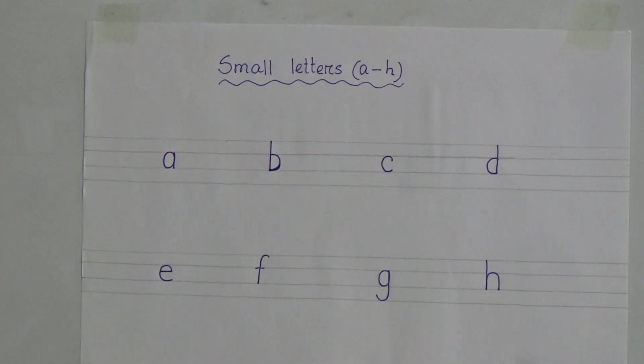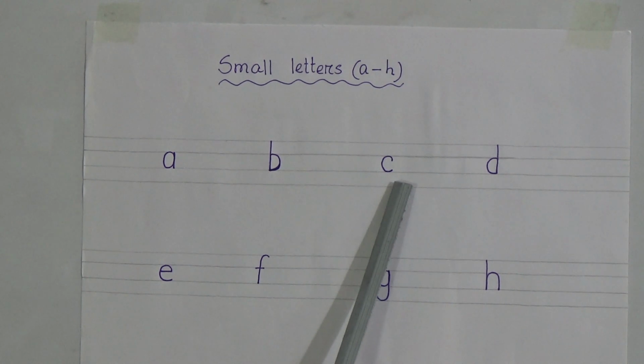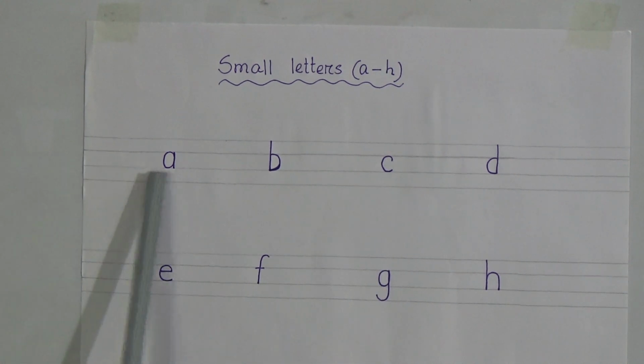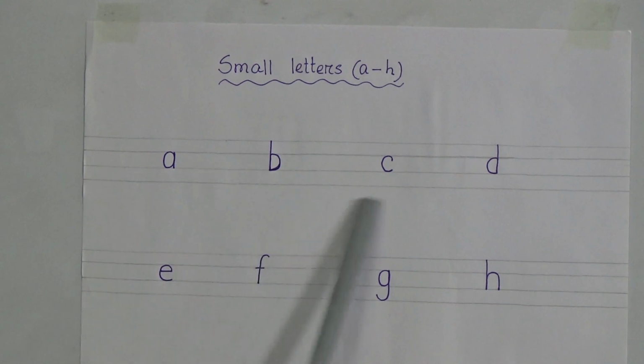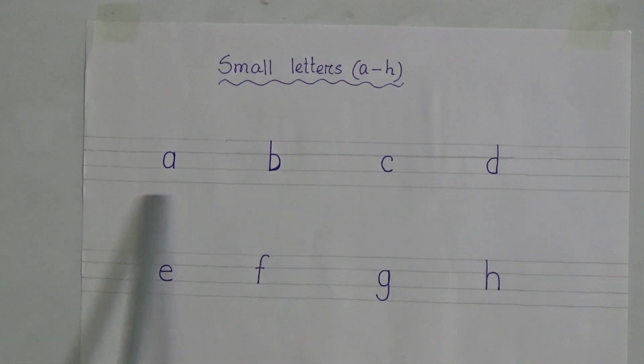Students, look here. Here A, C and E. We have written these 3 letters in the middle line. From A to H, we have written A, C and E in the middle line. That means for these 3 letters we have to use only the middle line.